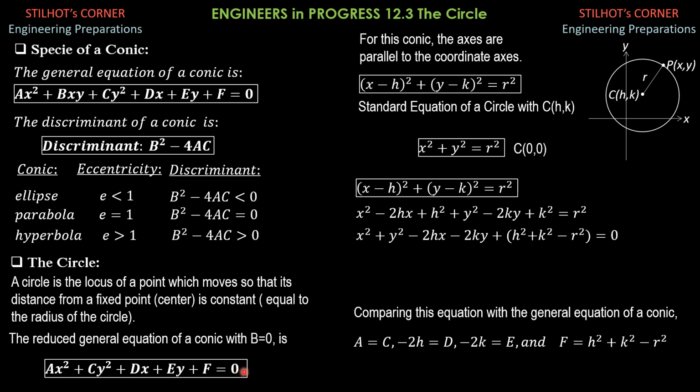Then we can transform this general equation of a conic to the reduced general equation of a circle by dividing everything by a. So for the meantime, negative 2h equals d, the coefficient of x. Negative 2k is the coefficient of y. So that's why it is equal to e. And this constant here, these three terms, h squared plus k squared minus r squared, is this big F so far. But ignore this first because we have found that for a circle A is equal to C on the next slide.